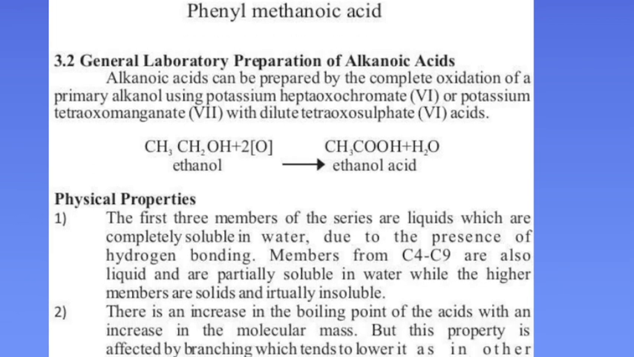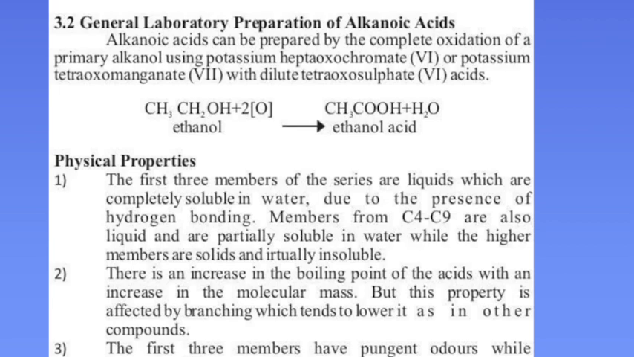The general laboratory preparation of alkanoic acids is basically from your alkanols. When you oxidize your primary alkanols, you get the corresponding alkanoic acids. So as I mentioned initially, ethanol, when it is oxidized by potassium heptaoxodichromate(VI) or potassium tetraoxomanganate(VII) with dilute sulfuric acid, would give us your ethanoic acid. So just take note of that. That complete oxidation of your primary alkanols would give your alkanoic acid.